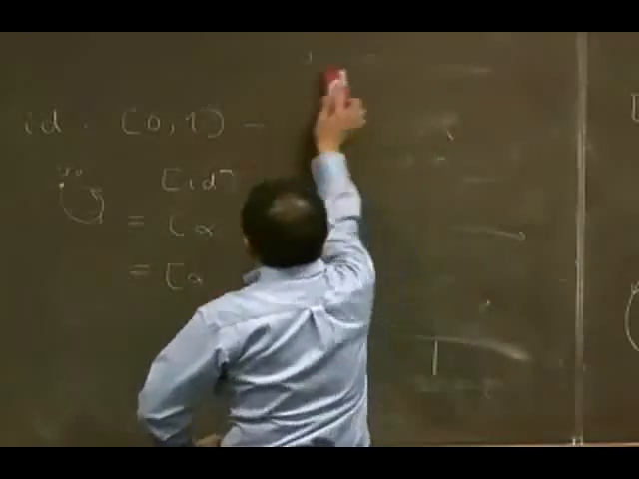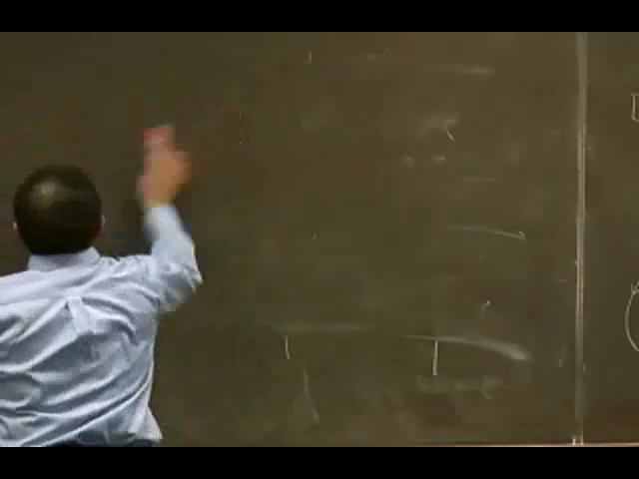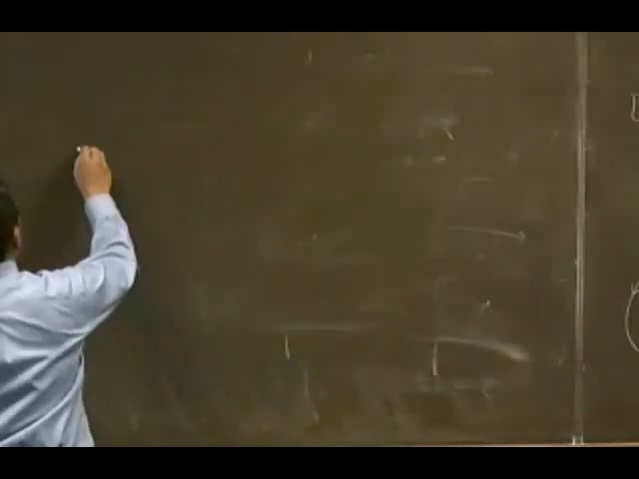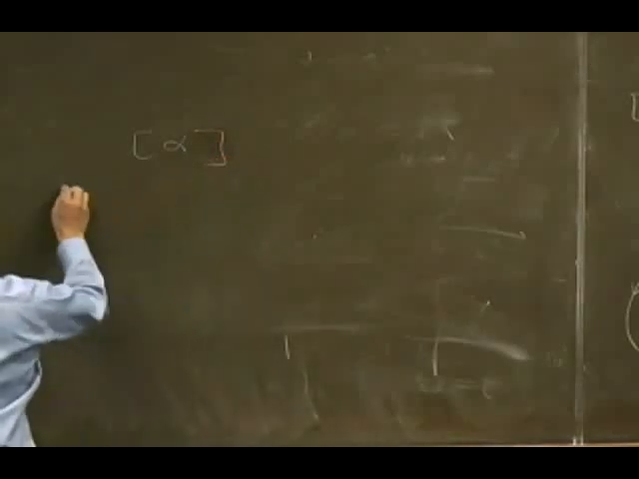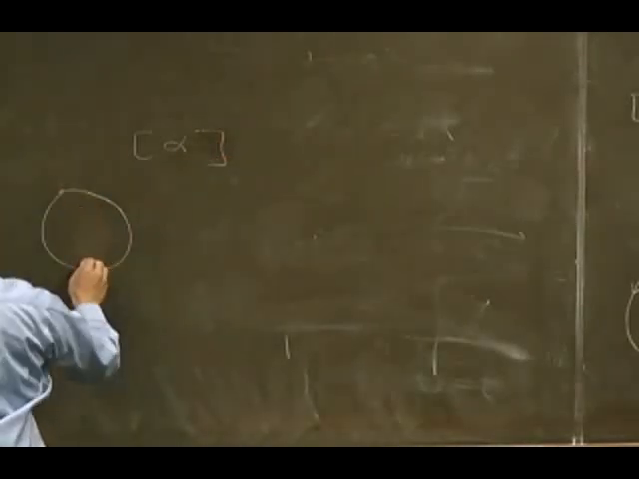And to define inverse, we can see the following. Suppose you have alpha to be this kind of loop.